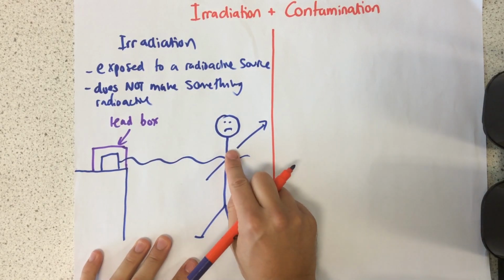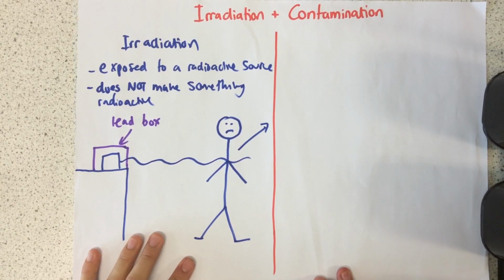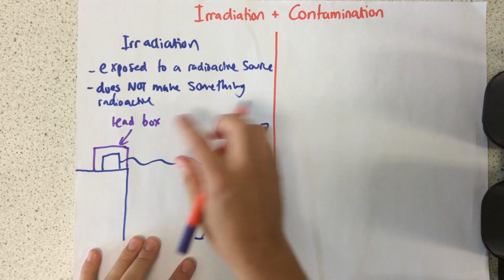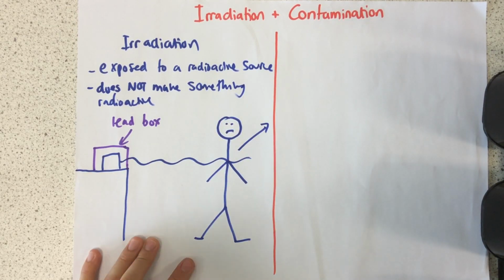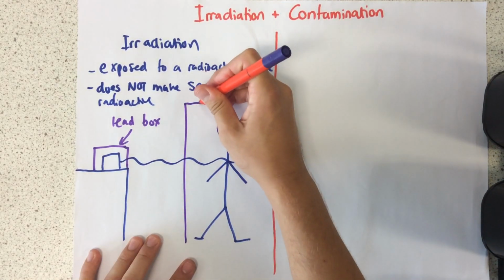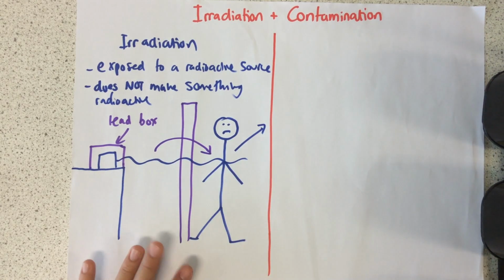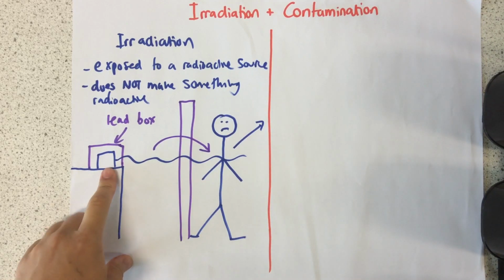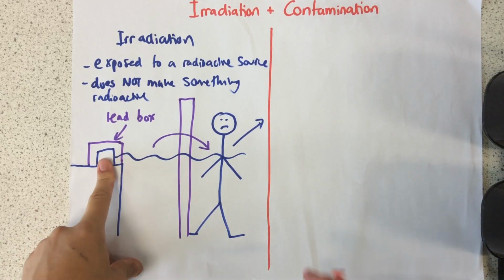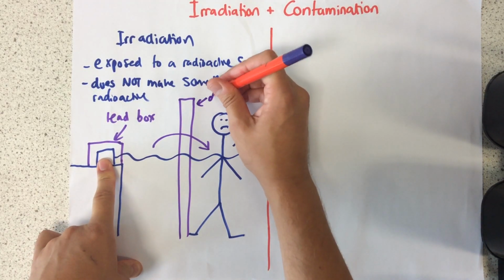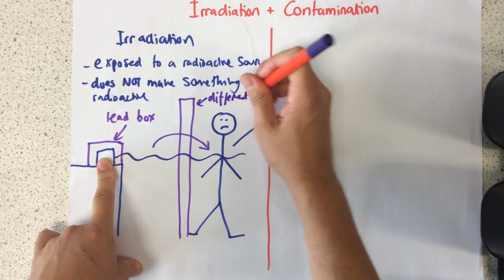Secondly, let's say this person is working in the hospital taking x-rays all day long. When the x-rays are being taken, they can actually go into a different room, and by doing so, they won't be exposed to the radioactive source. So the second thing is a different room.